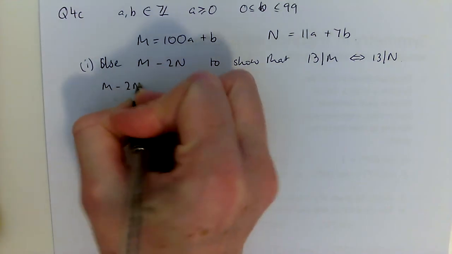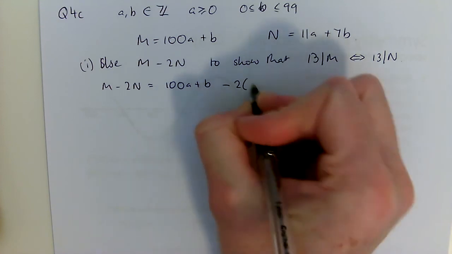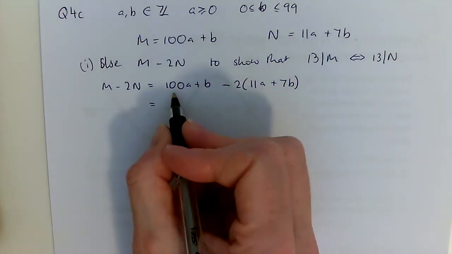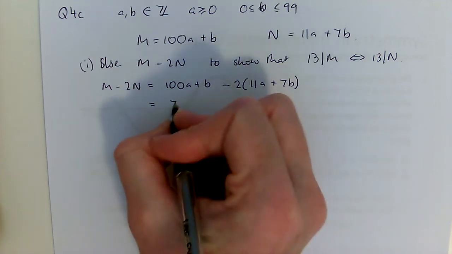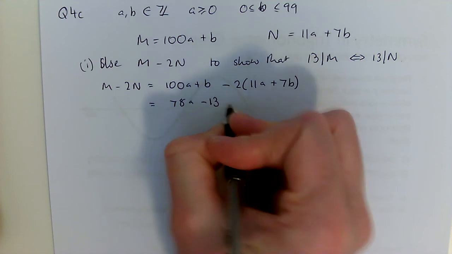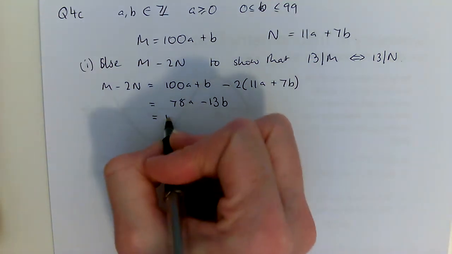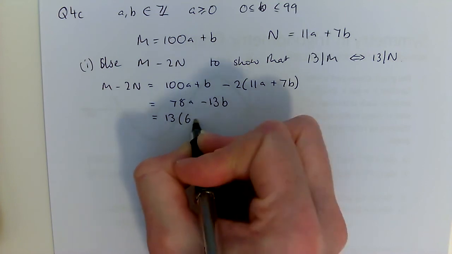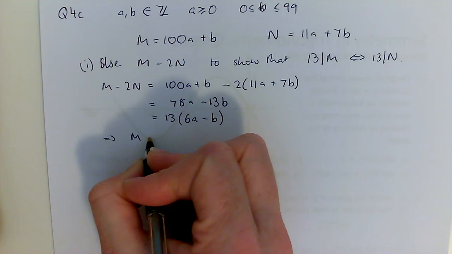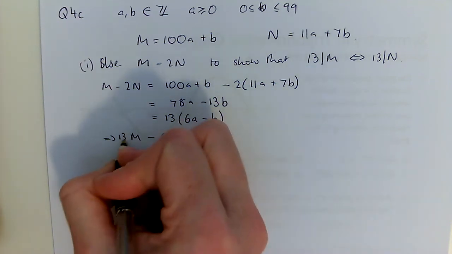So m minus 2n is 100a plus b minus 2 lots of 11a plus 7b. Okay, 100 minus 22 gives us 78a. b minus 14b is minus 13b. And so, remember, we're interested in whether 13 goes into things. 13 goes into 78 6 times. So 13 goes into that. So that tells us that m minus 2n is divisible by 13.